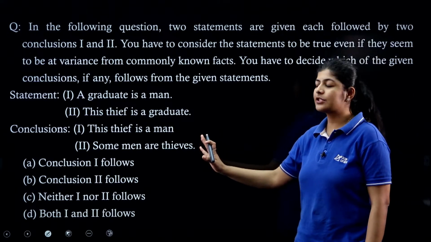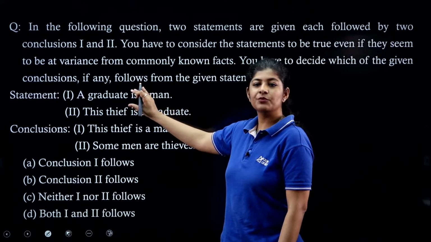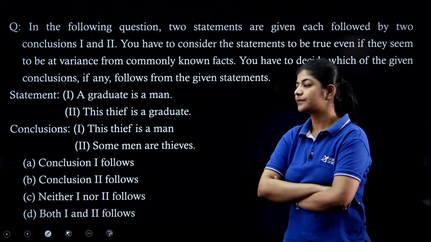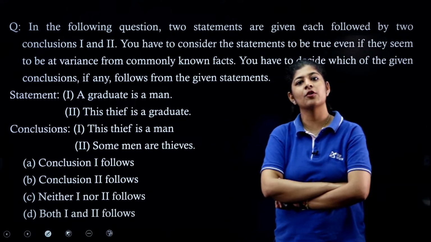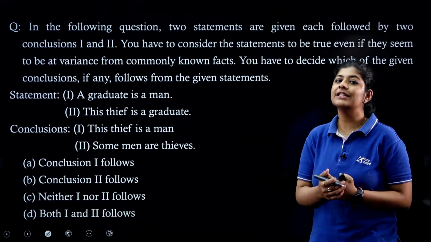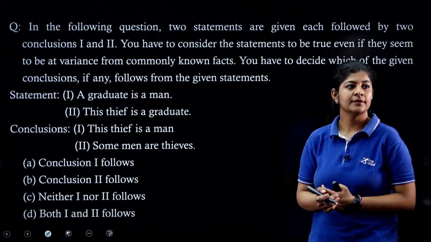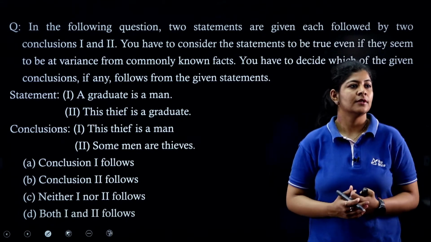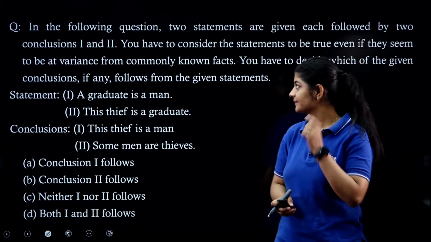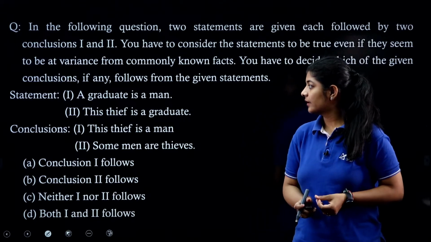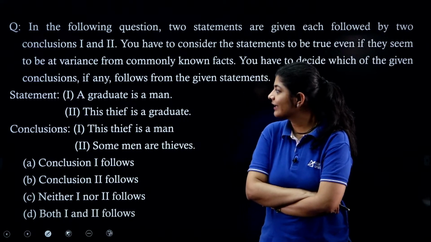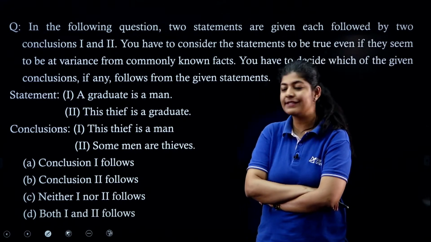Next one is also from the concept of syllogisms. Again, you have two statements, and on the basis of that you need to check two conclusions. First, just simply draw the basic diagram according to the given statements, and accordingly check your conclusions. So what answer are you people getting in this one? The statements are, a graduate is a man, this thief is a graduate.